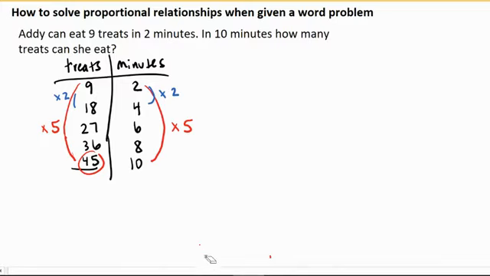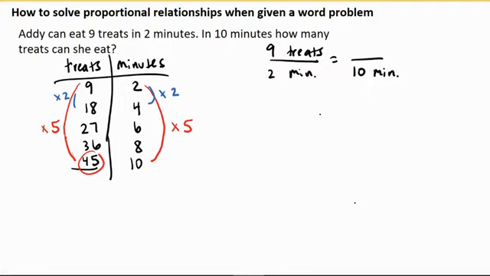Okay, so the second method is that we could create an equation. Over here, I have 9 treats in 2 minutes. And over here, I know that 10 minutes goes on the bottom because if I have minutes here, I need to also have minutes on the bottom over here. I need to line up my units. Up here, I'll just put X for treats because we don't know how many. That's what we're going to solve. So let me rewrite the equation without the words.